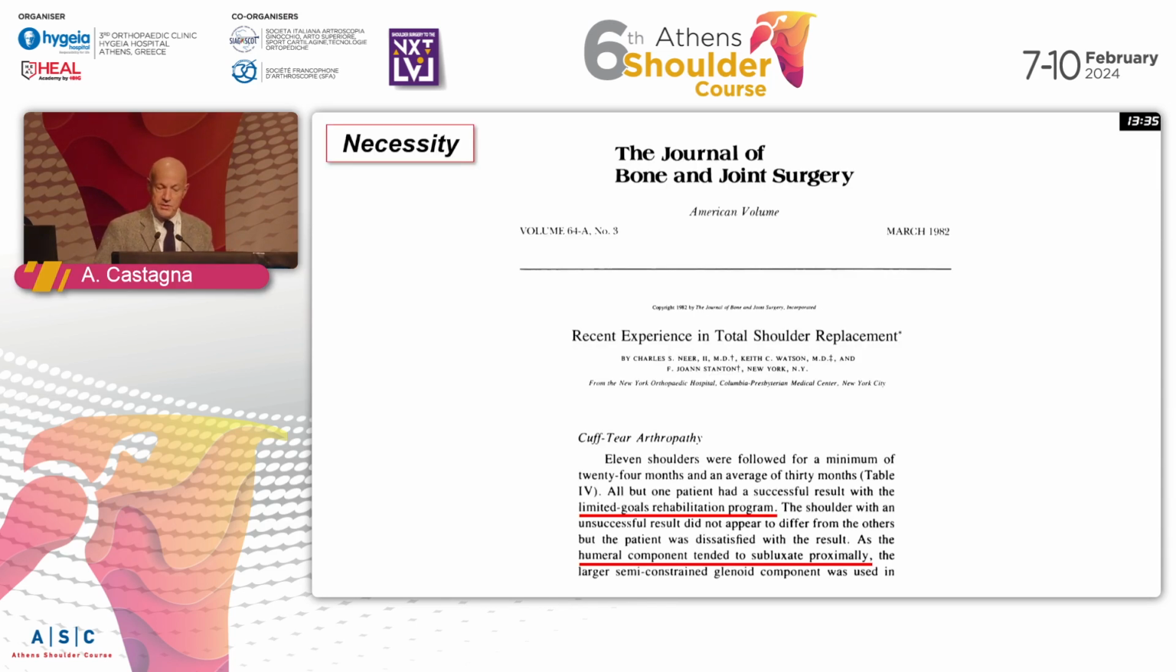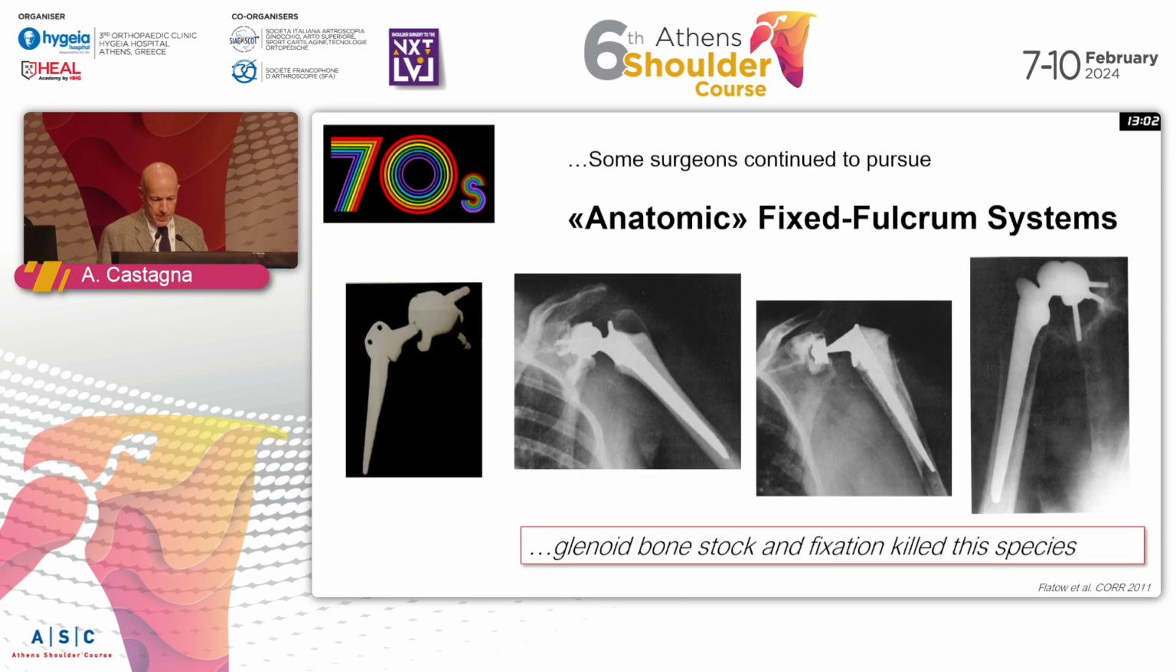The history of the recent, let's say, reverse shoulder arthroplasty is starting roughly in the 70s. And this is a historical paper from Charlie Neer, describing, of course, the cuff tear arthropathy. And he was reporting, this is very early 80s, that the experience in total shoulder replacement in these cases with cuff tear arthropathy is a limited goal target, and most of the patients, few patients, were not happy.